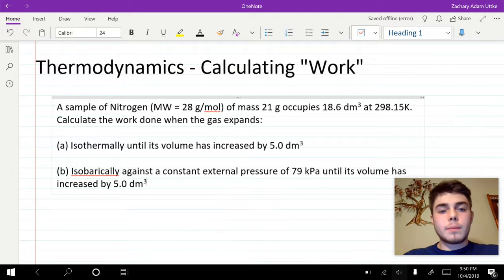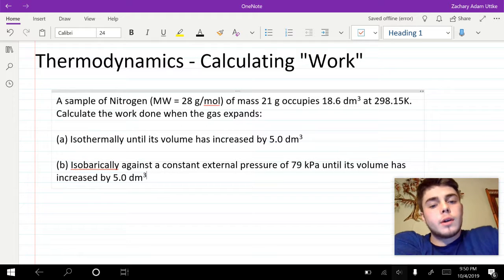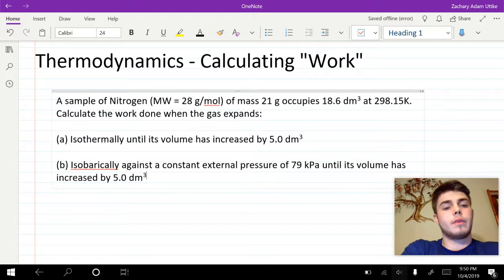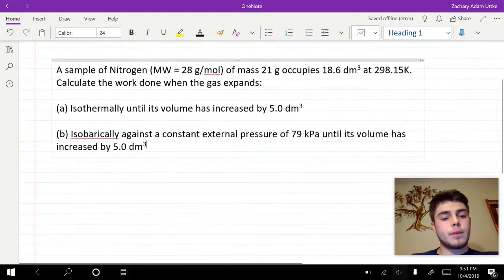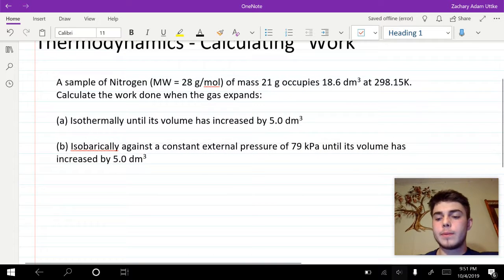Hey guys, I'm going to be making a tutorial on how to solve this problem. It's a thermodynamics problem, and what we're going to be doing is trying to calculate work. An example of where you'd find this maybe is in a biophysical chemistry class.